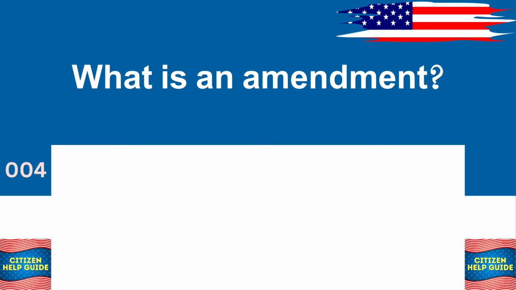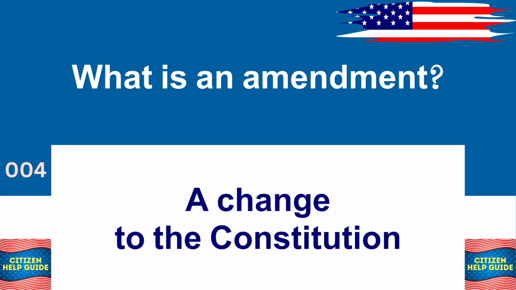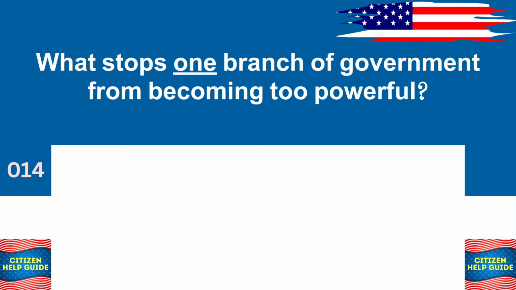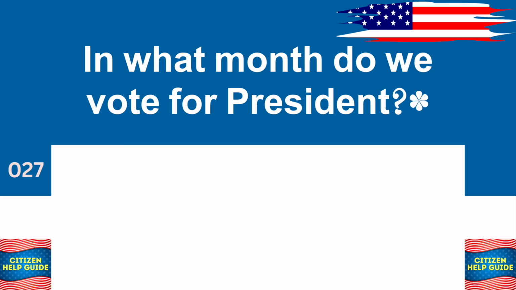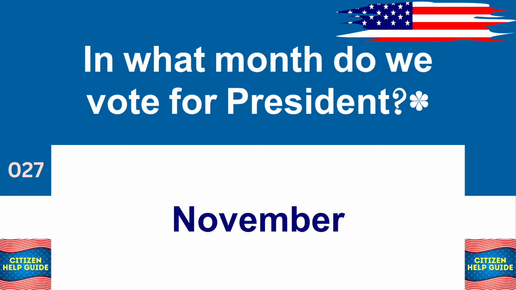What is an amendment? A change to the Constitution. What stops one branch of government from becoming too powerful? Checks and balances. In what month do we vote for president? November.